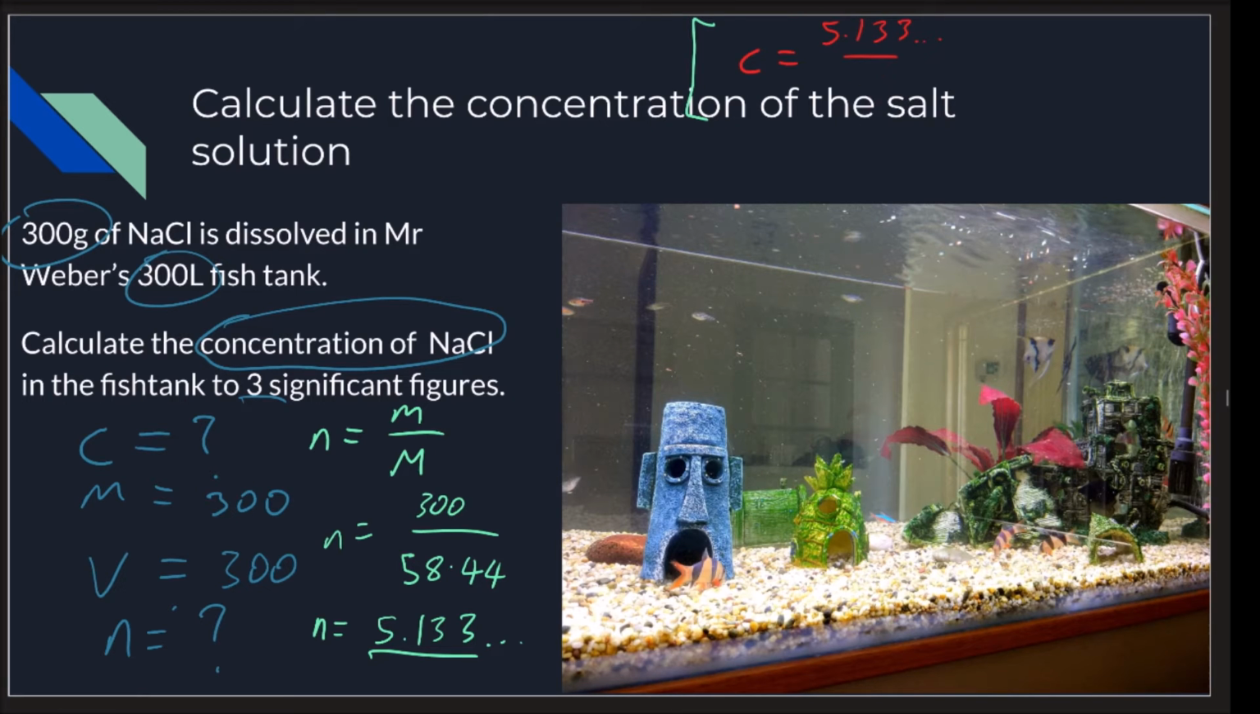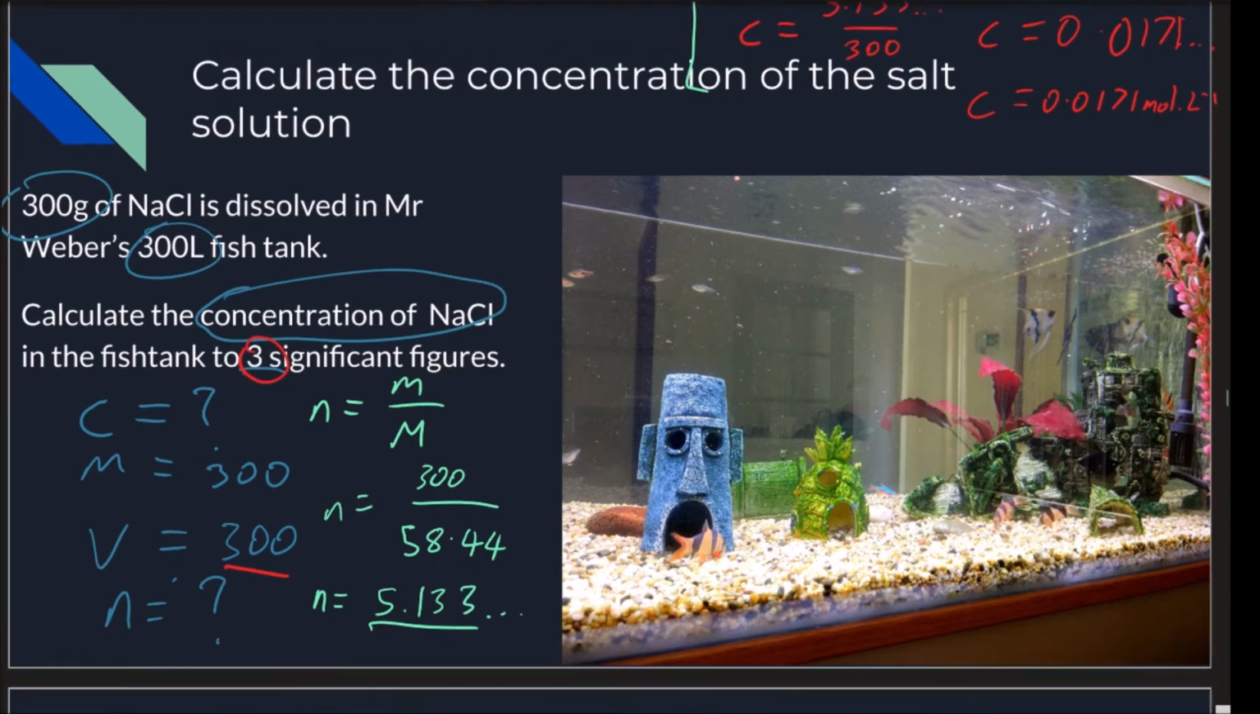Our volume was given, and that is 300 liters. So that means our concentration will be 0.017, and there's a few more numbers after that. So to get it to the correct number of significant figures, going back to the question asked for 3, so we're going to go, okay, so concentration equals 0.0171 moles per liter. And that's that question done.